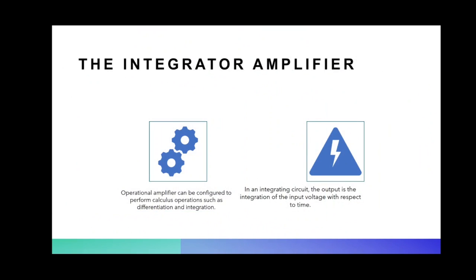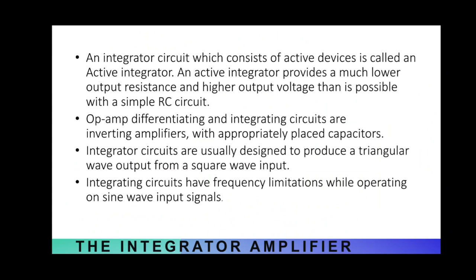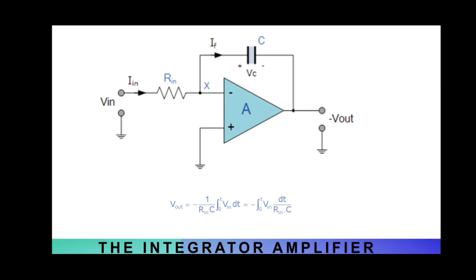And then let's see about the integrator amplifier. Operational amplifiers can be configured to perform calculus operations such as differentiation and integration. In an integrating circuit, the output is the integration of the input voltage with respect to time. An integrator circuit which consists of active devices is called an active integrator. An active integrator produces a lower output resistance and higher output voltage than is possible otherwise. Integrator circuits have frequency limitations while operating on sine wave input signals. And the circuit is shown here.